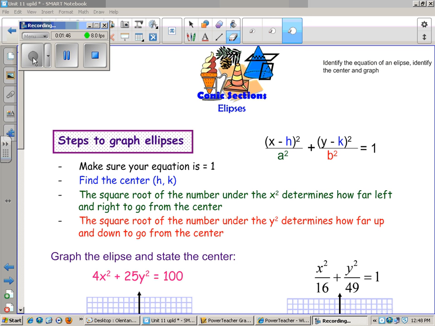So the square root of A is going to tell us how to go left and right, and the square root of B is going to tell us how to go up and down. And then it's going to be just like a circle. Find the center, count left, count right, count up, count down, sketch in your circle, your ellipse.